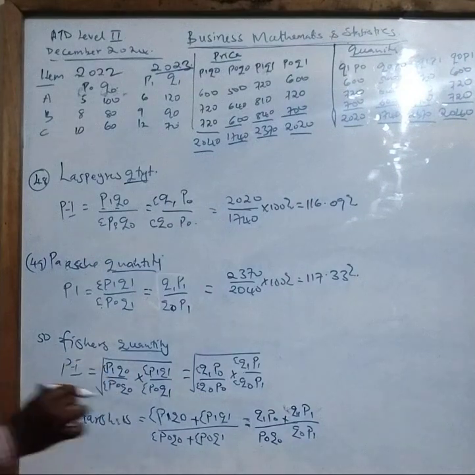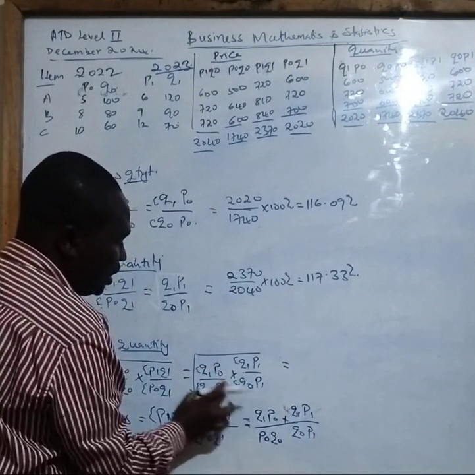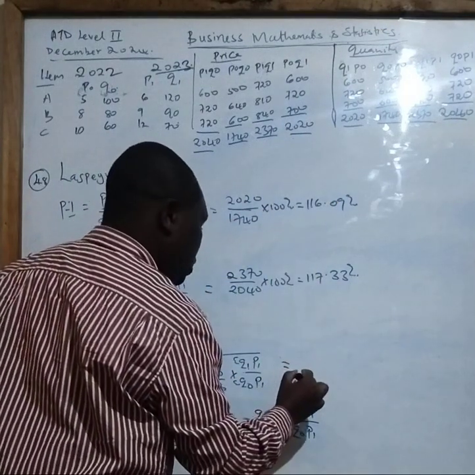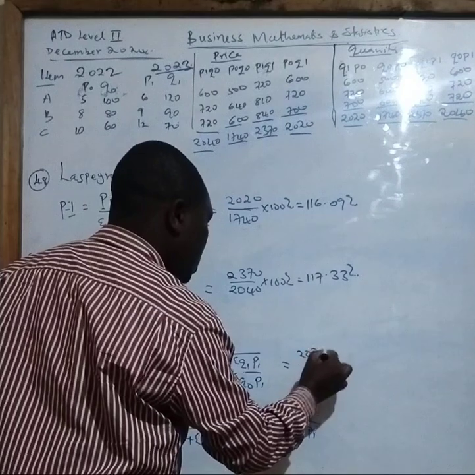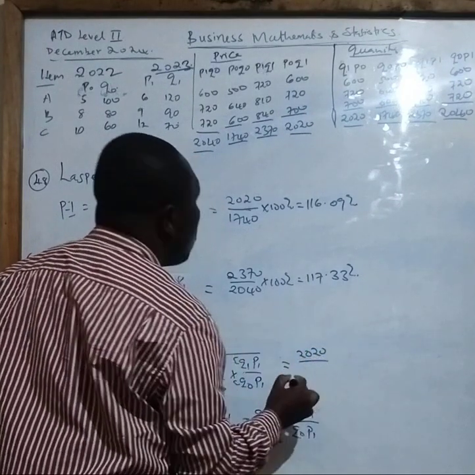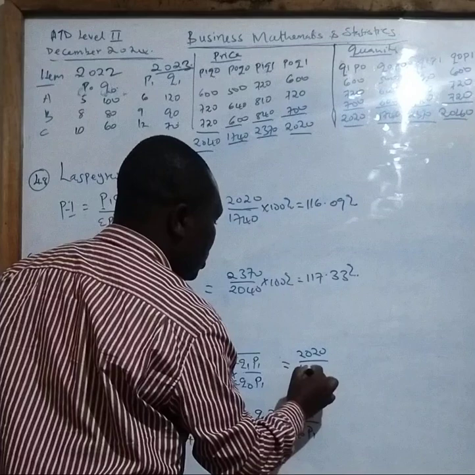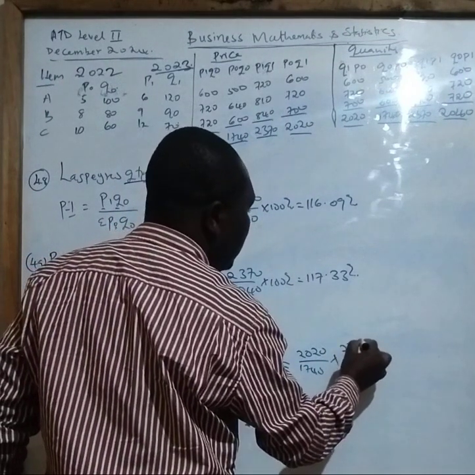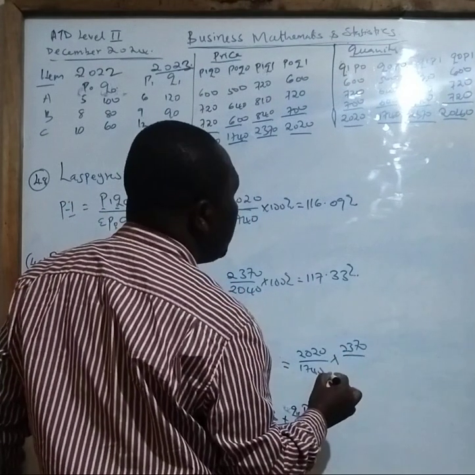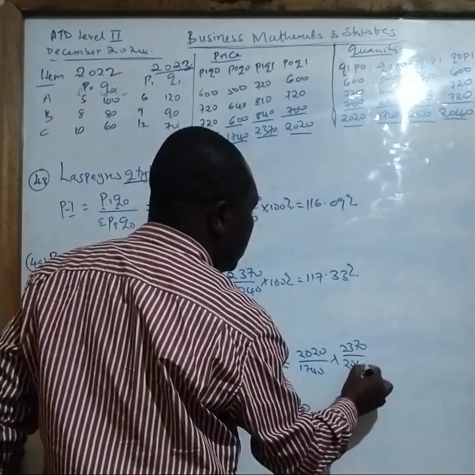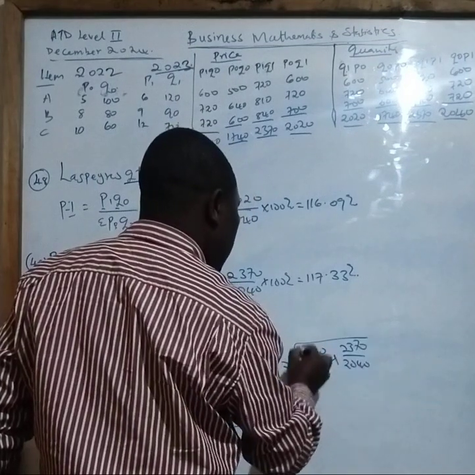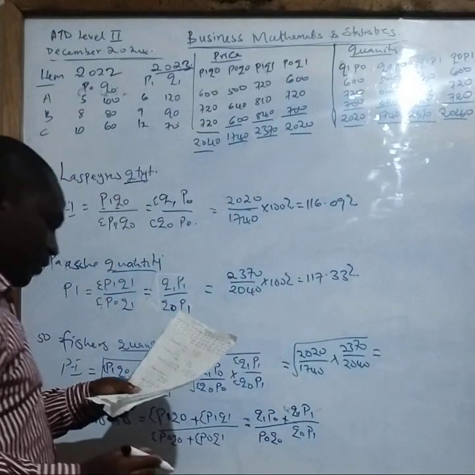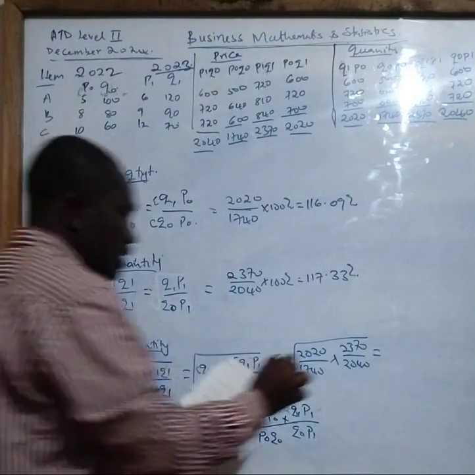When you go to Fisher's, you substitute also the first part. Q1p0 is 2020, divided by q0p0, which is 1740, times q1p1, which is 2370, divided by q0p1, which is 2040. Then you get the root. Then you multiply the answer by 100. So your answer there is 116.13%.